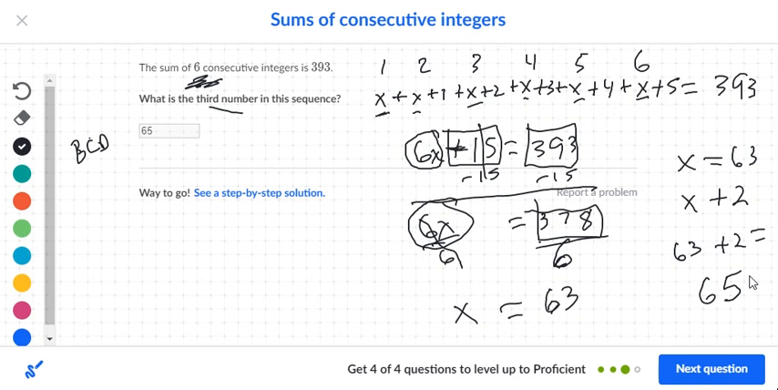So when you set your equation up, you're going to go x. Then you're going to say x plus 1, x plus 2, x plus 3, x plus 4, and x plus 5. And again, your total is 393. And then I do BCD. I got that x is equal to 63. The sequence for the third one is x plus 2, so you take 63 plus 2 is 65.